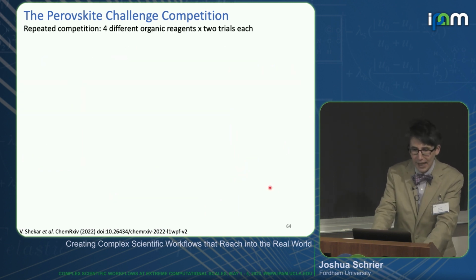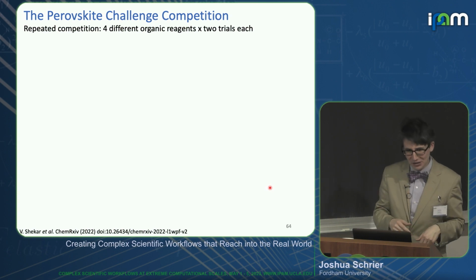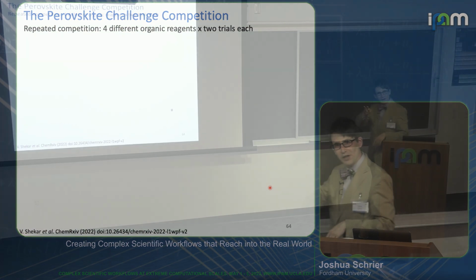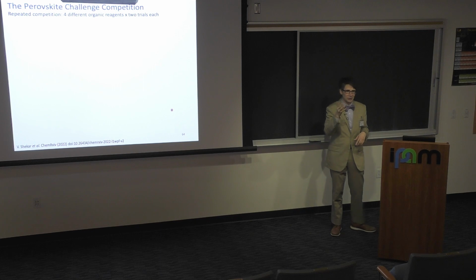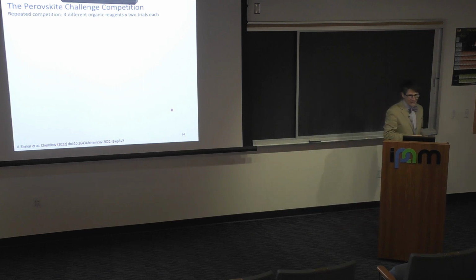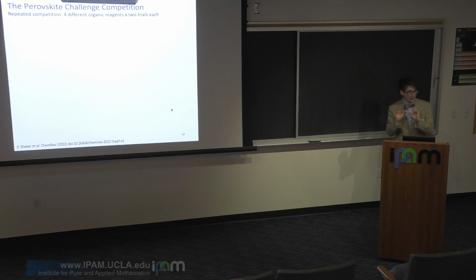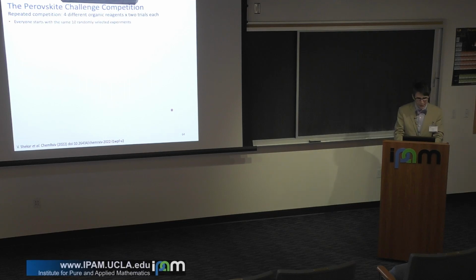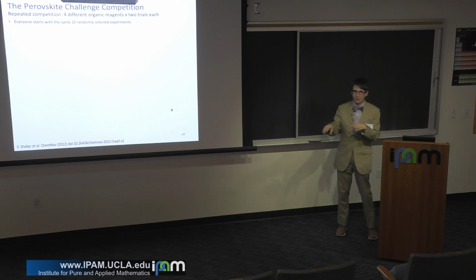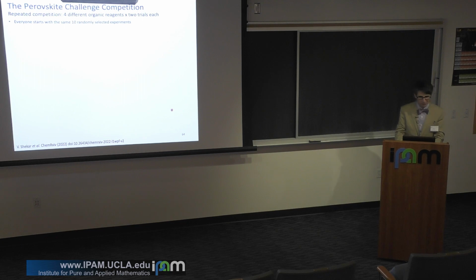Well, we wanted to actually do a few rounds of competition. So we looked at 4 of these different organic building units, 4 different types of Legos. And we actually did 2 trials for each of those Legos, right? So 8 trials. Everyone starts with the same 10 randomly selected experiments from the possible experiments that could be performed. So they all start with the same data.